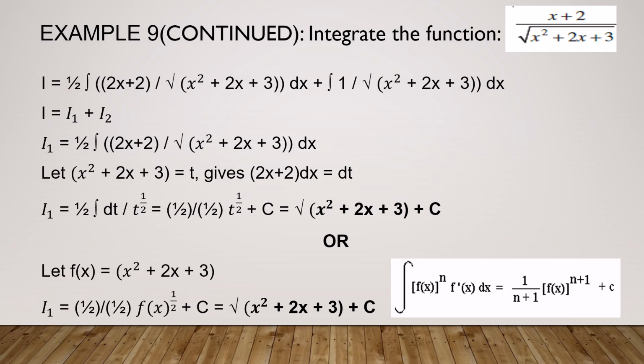So your integral is directly half upon half, which is 1, because outside already 1 half was there. So it is half upon half, which is 1, into f(x) raised to half, means it is root of x square plus 2x plus 3 plus constant.